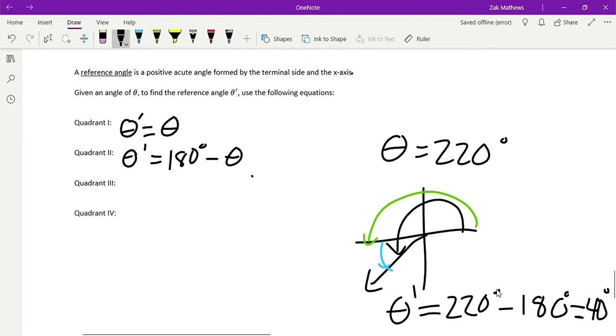So anytime we're in that third quadrant and we want to figure out the reference angle, we've overshot the negative x-axis, which means we're going to take our initial angle and subtract off 180 degrees.